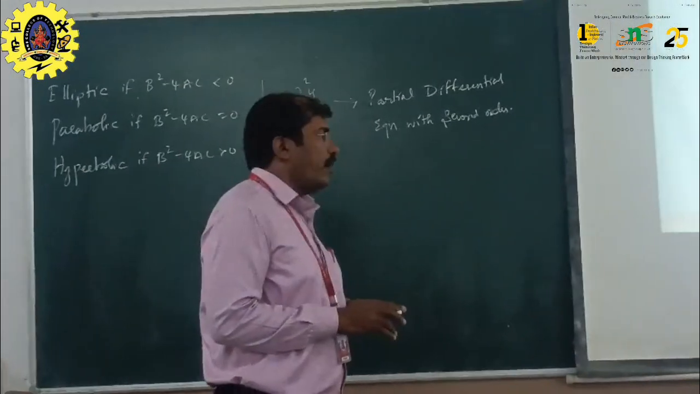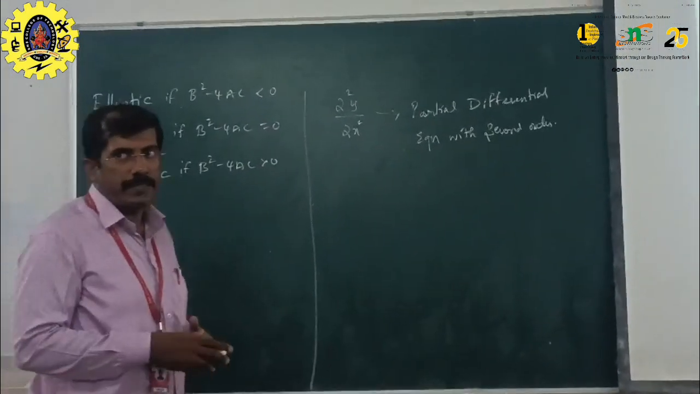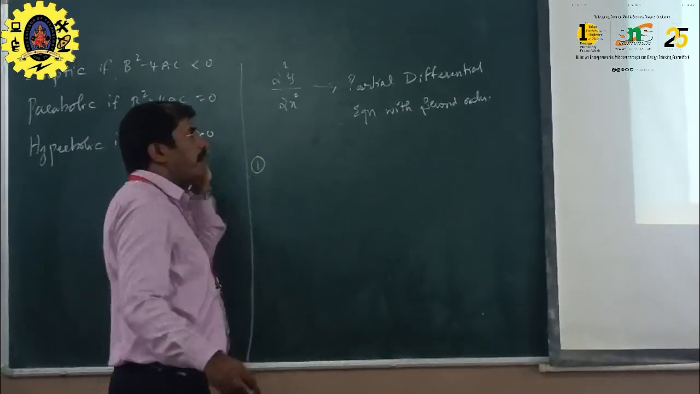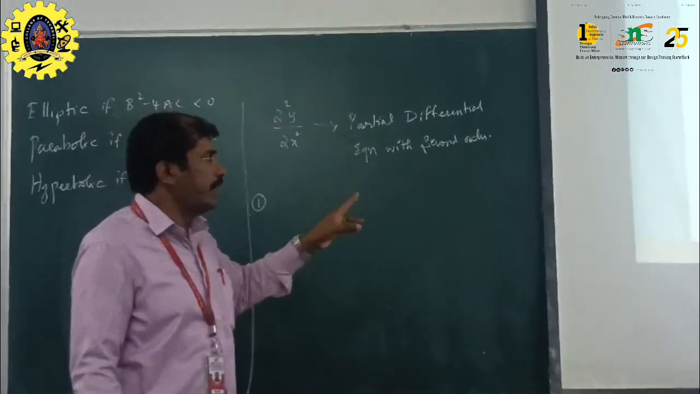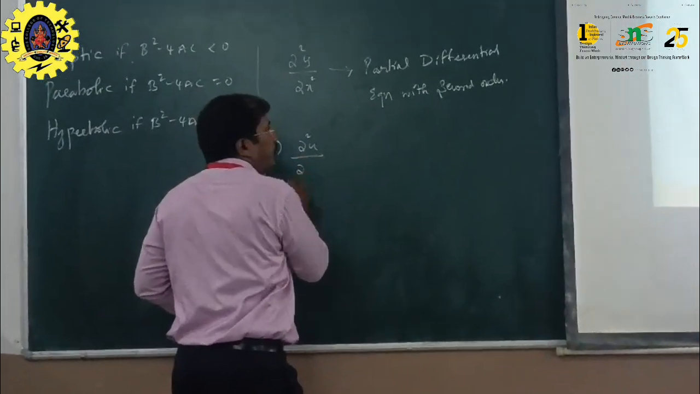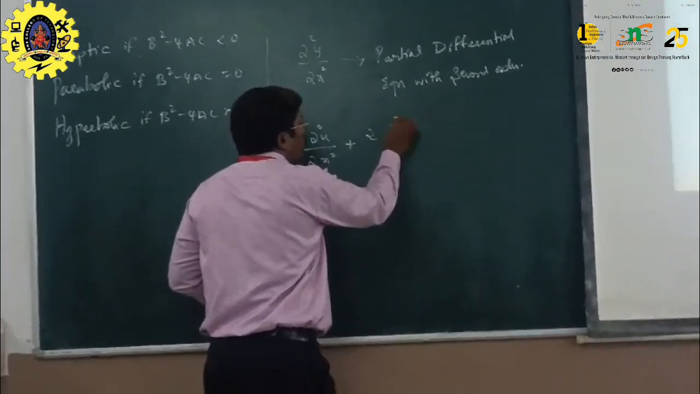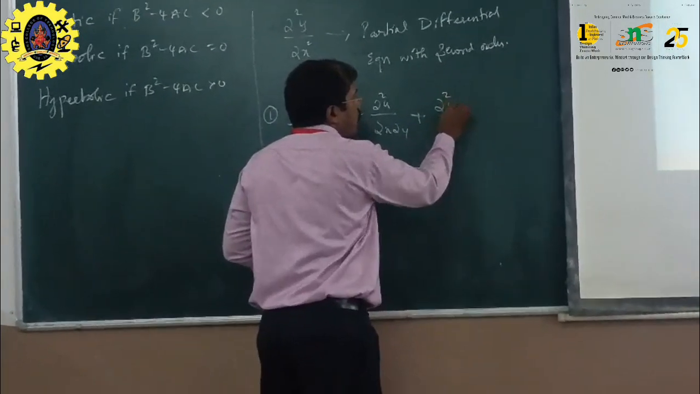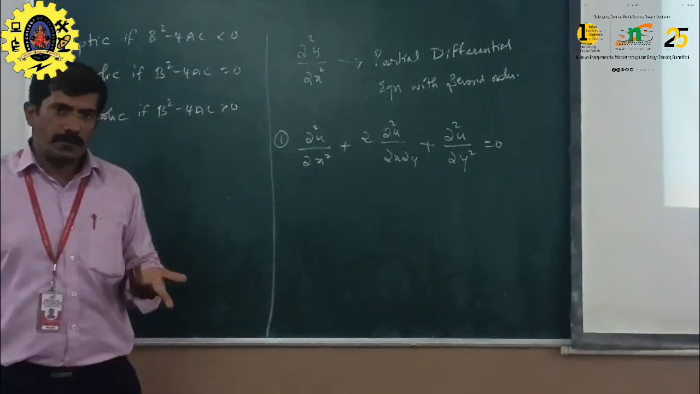Let us see how the classification of these three types can be found. For example, you can take this question. Here we have one example. Classify the given partial differential equation of second order. Here you are given the expression ∂²u/∂x² + 2 ∂²u/∂x∂y + ∂²u/∂y² = 0. This is the given partial differential equation of second order.